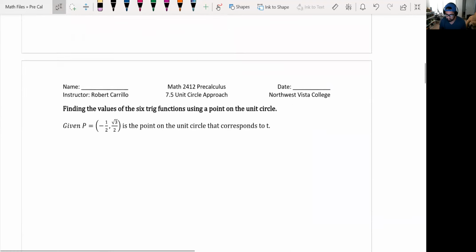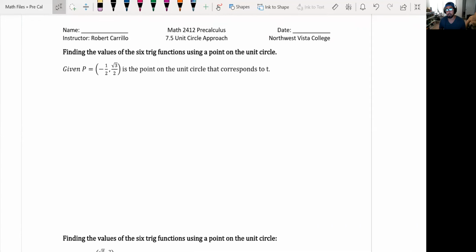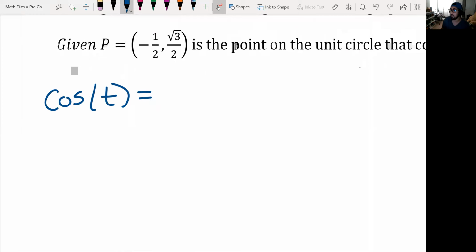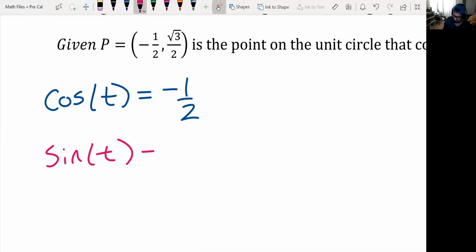Okay, so let's try it out. We're given a point on the unit circle, negative 1/2 and square root of 3 over 2. Find the 6 trig functions that correspond to t. Fair enough. Let's start with cosine of t. Cosine relates to the x value of the given coordinate, so this would be negative 1/2. Then sine of t relates to the y value of that given coordinate, so square root of 3 over 2.